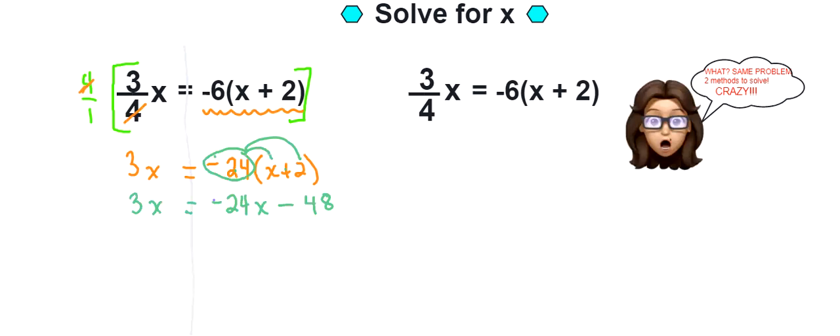Well, the first thing I always want to do is get those x's together on the same side of the equation. So I either need to move the 3x to the right or the -24x to the left. I'm going to go to the left because I want my x's to be positive. So I'm going to add 24x. When I do that, I get 27x equals, now these are gone. My 24 and -24 are gone. So all I'm left with is this -48.